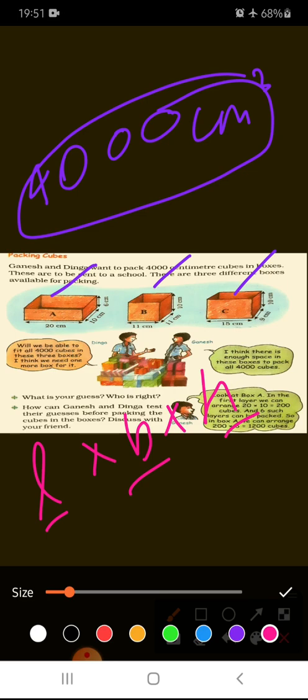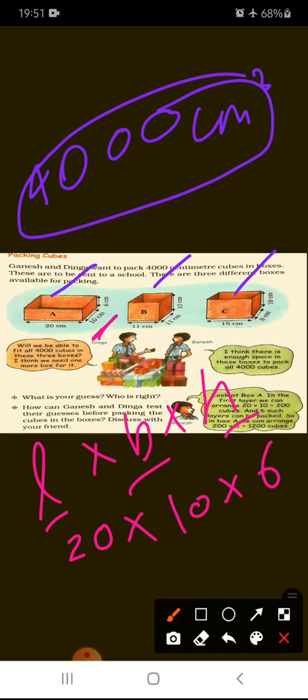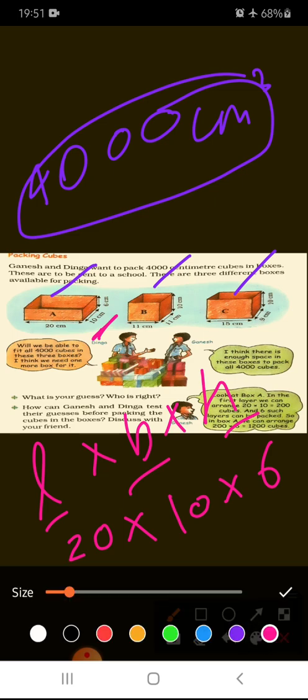So what is the length given? As you can see from the figure, it is 20. So in place of L, I'll write 20. In case of B, what is the breadth given? It is 10. And what is the height given? It is 6. So if I multiply all these, what will I get?